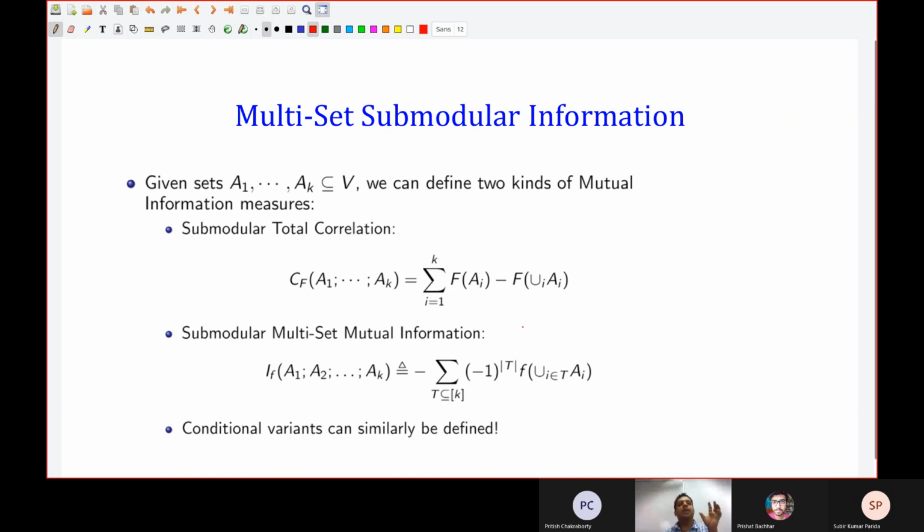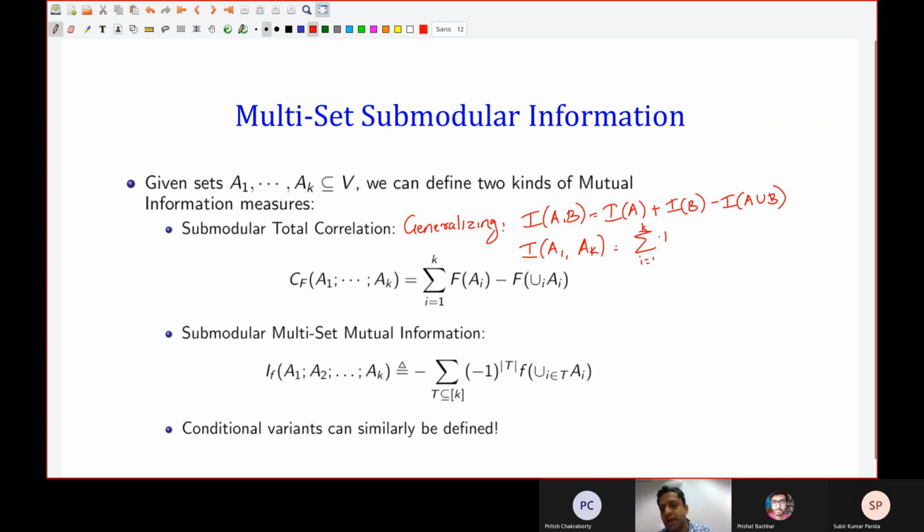Mutual information only looked at I(A) plus I(B) minus I(A union B). So recall, this is generalizing. You had I(A;B) is I(A) plus I(B) minus I(A union B). Now I generalize it: if I had A1 to AK, then I'll do the summation over i equals 1 to K of I(Ai) minus I of the union.